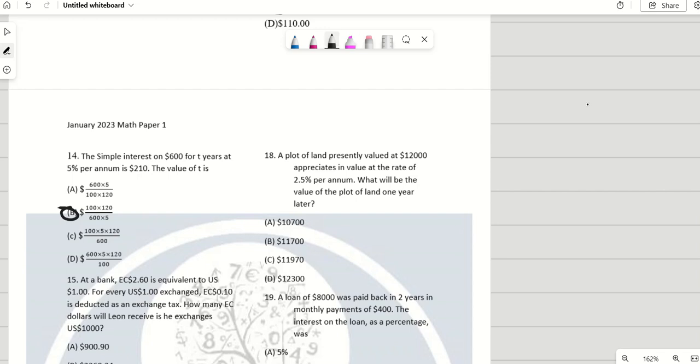Number 18. A plot of land presently valued at 12,000 appreciates in value at a rate of 2.5% per annum. What will be the value of the plot of land 1 year later? First off, they said appreciate. Appreciate means it increases in value. We need to look for something that is more than 12,000. It's not A, it's not B, it's not C. So before we even try to calculate, you look at the answers, you know that your answer will be more than 12,000, which is D. D is the only one that is more than 12,000.